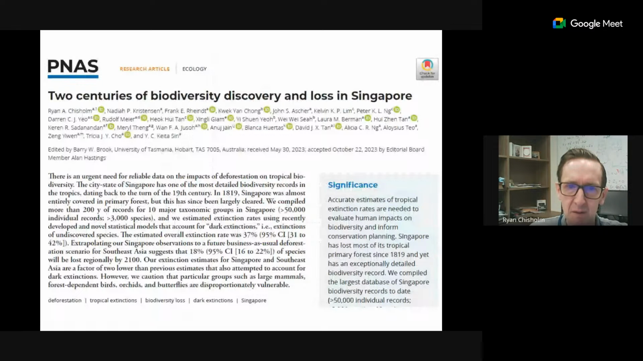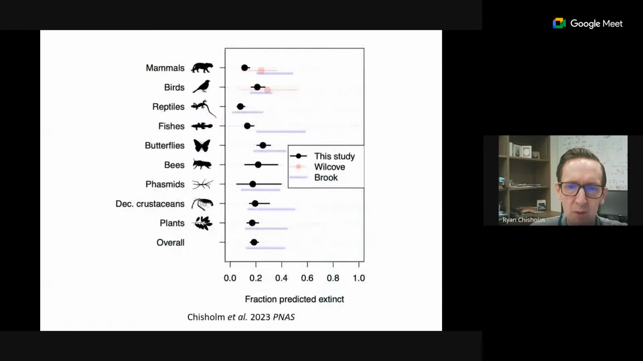This is the paper that we published just last year in PNAS. A huge team of people here, obviously, to put together all these records and manage all the databases. I needed experts on all the different taxa. So we brought a lot of people together, mostly from Singapore. We actually extrapolated the results to Southeast Asia by 2100.